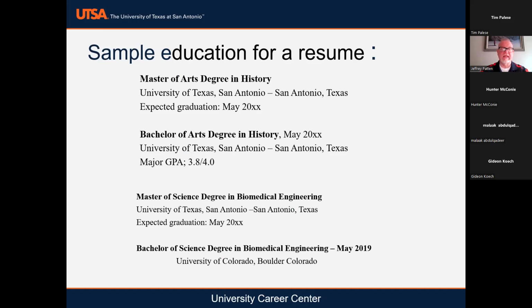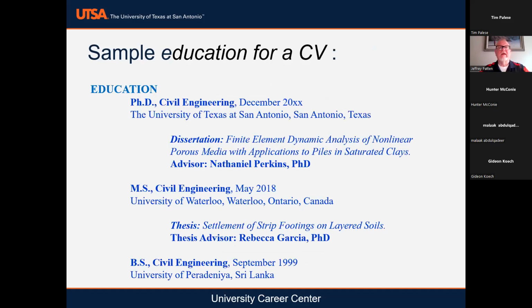So we can talk about our degrees that we've received. First one, again, in history with their bachelor's. Second, with a master's in biomedical engineering. They also got a bachelor's from another institution. Or a CV. Okay, PhD, civil engineering, dissertation. Here's the title. Who's my advisor? Master's degree, thesis title, advisor, bachelor's degree.